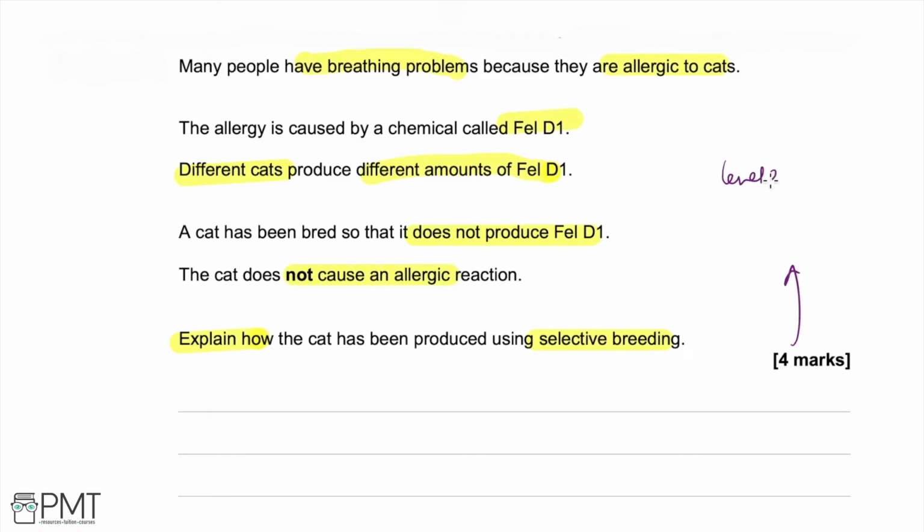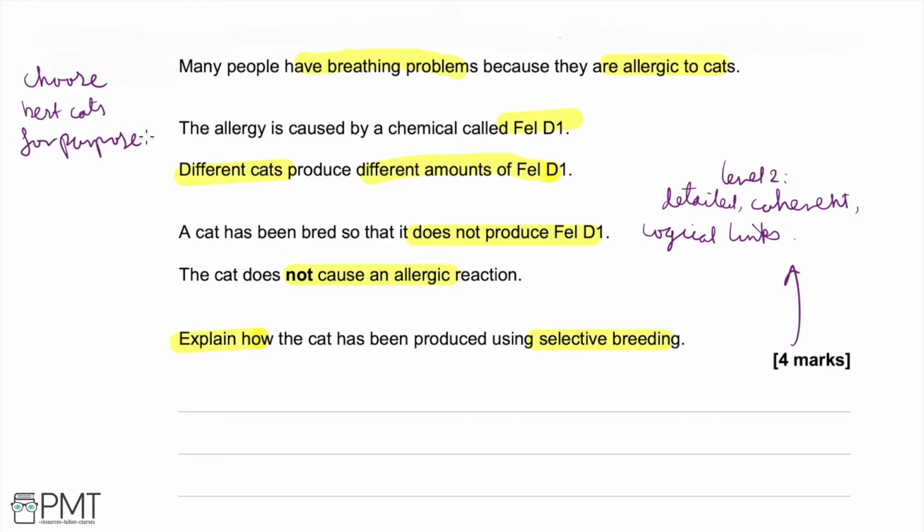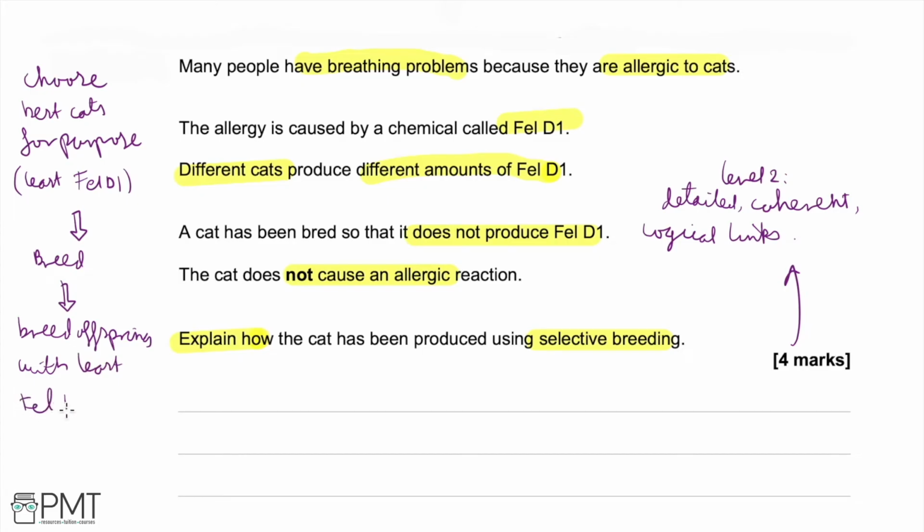Now it's a 4-mark question, but it's level marked, and to get level 2, the top level, it needs to be detailed, coherent, and make logical links. Now the process of selective breeding is as follows. You choose the best cats for your desired characteristic. In this case, that is the cats with the least amount of FeLD1. You allow these cats to breed, and then from their offspring, you choose those with the lowest amount of FeLD1 production. And then once again, you breed them.